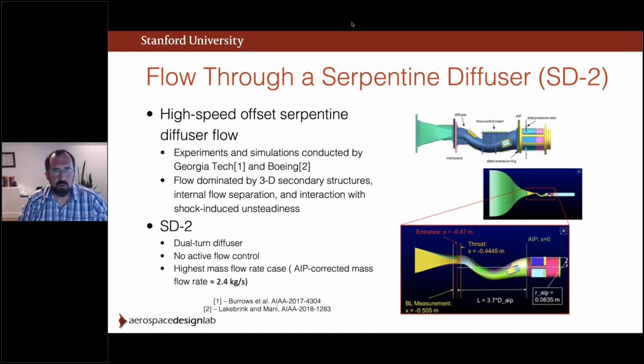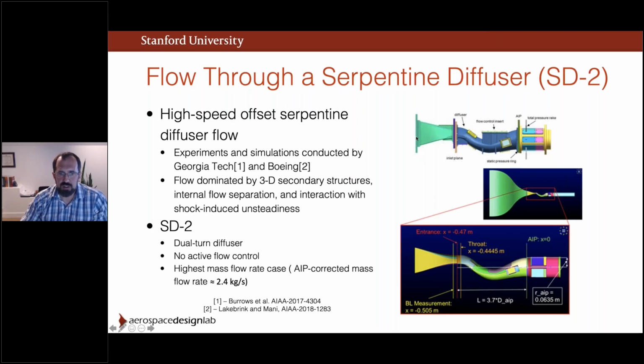Moving on, one of the more recent tests, and I realize I'm getting close to my time, so I'll try to hurry up. One of the more recent tests we conducted with SU2 was simulating flow through a serpentine diffuser. These types of diffusers are of interest for unmanned aerial vehicles with offset engine geometry. In this particular case, we were looking at flow through a double turn diffuser. The simulated flow rate that we used was the highest used in the experiments, which were conducted at Georgia Tech.